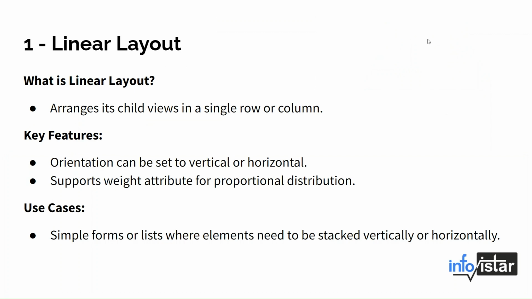So what is linear layout? Linear layout basically arranges child views in a single row or in a column format. It has the following features: it can be oriented vertically or horizontally. It supports weight attributes for proportional distribution. The weight attribute is basically used to distribute the screen into equal parts. It is used in simple forms or lists where elements need to be stacked vertically or horizontally. So basically it arranges the data in a linear way, either vertical or horizontal.